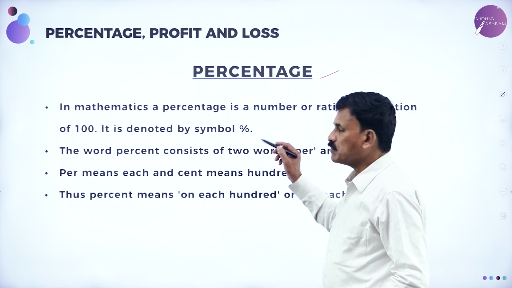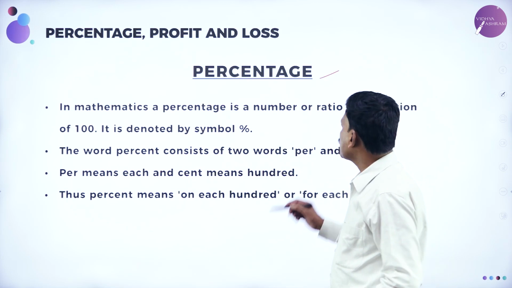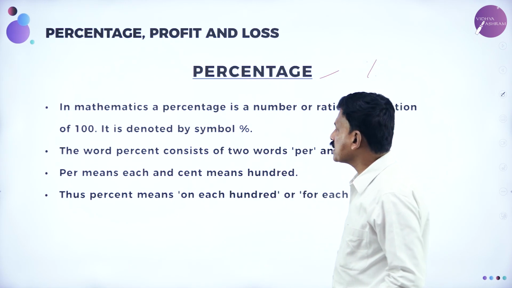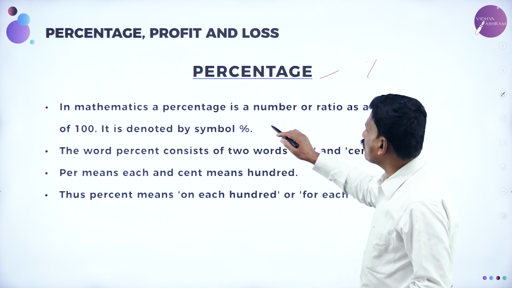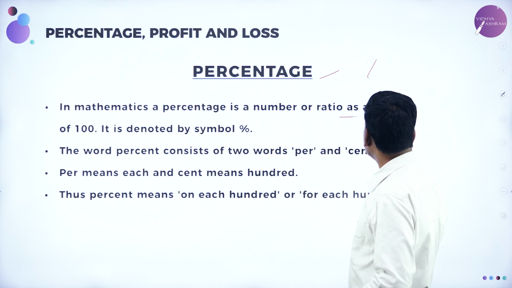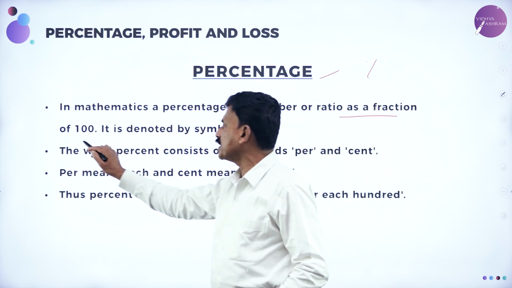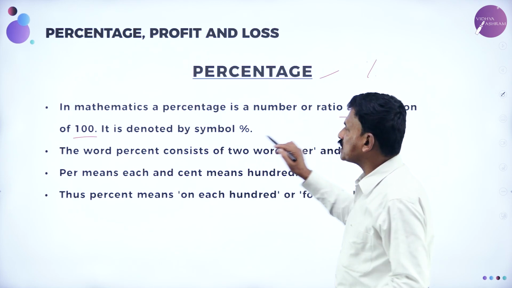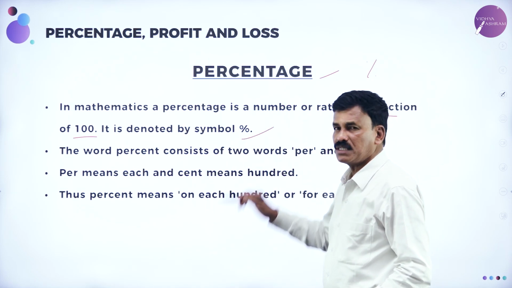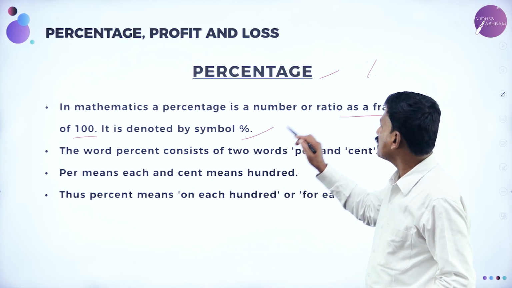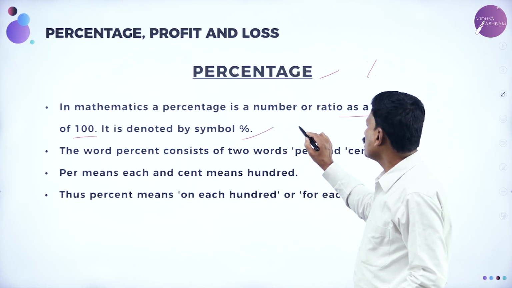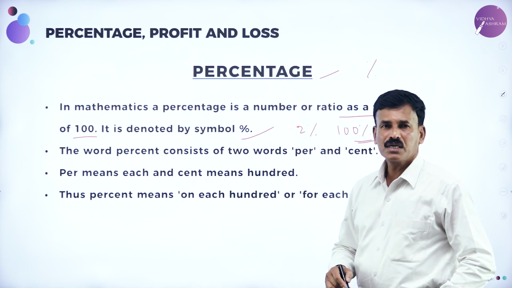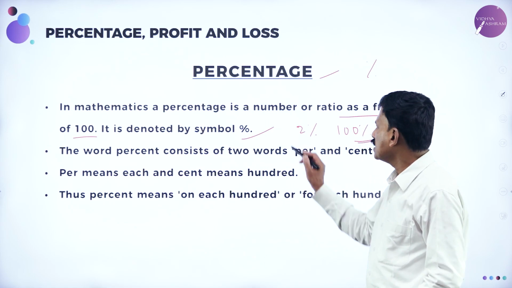Now in mathematics we might have studied percentage. Percentage is usually represented like this: 1%, 2%, 10%, 100%. In mathematics, the percentage is a number or ratio as a fraction of 100. It is denoted by the symbol percent. This is the percent. For example, 1%, 2%, 100%. This is how we are going to represent the percentage, denoted by this symbol.